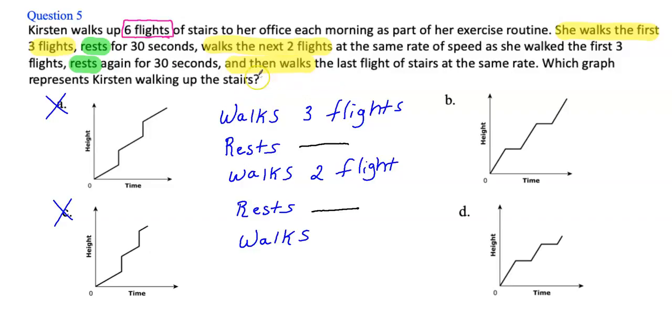And if you look at the end of the question, it says she walked the last flight of stairs, but it doesn't tell us how many flights she walked at the end. But we can figure that out. What would this have to be? Well, she walked 3 flights, then she walked 2 flights. That's a total of 5 flights. So the last flight must have been 1 flight.